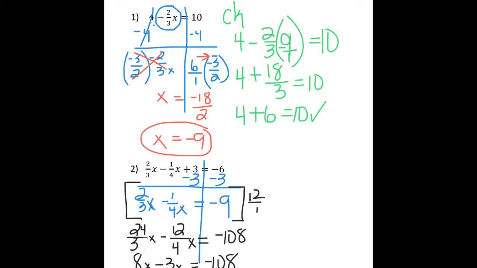8 minus 3 is 5x. So 5x equals negative 108. Divide both sides by 5, and I find out that x equals negative 108 over 5. Can I leave my answer as a fraction? Absolutely, as long as it is reduced.